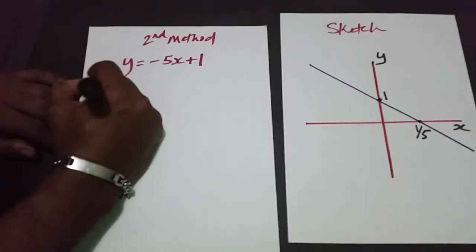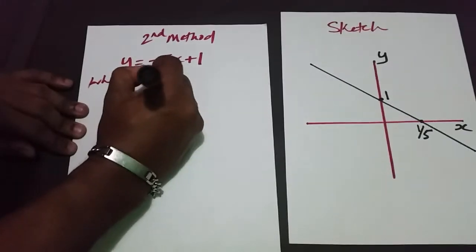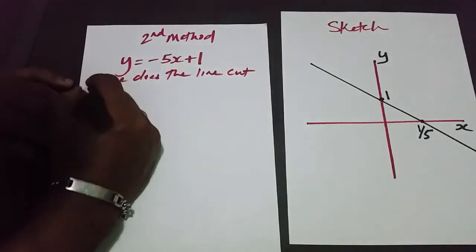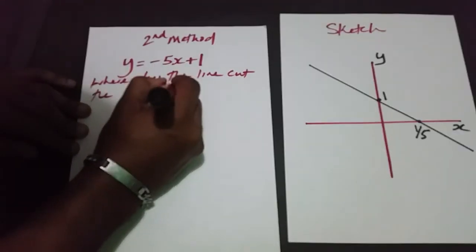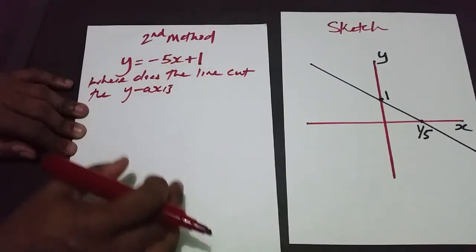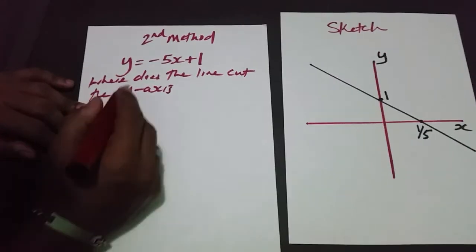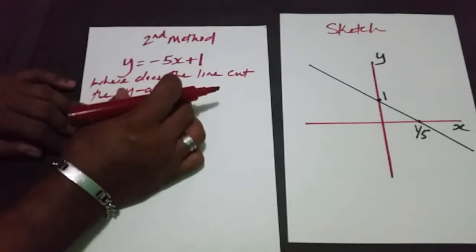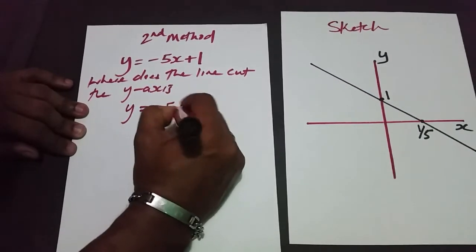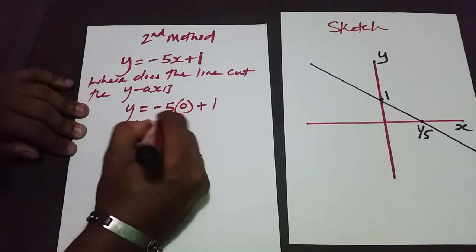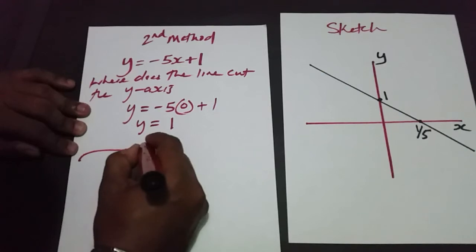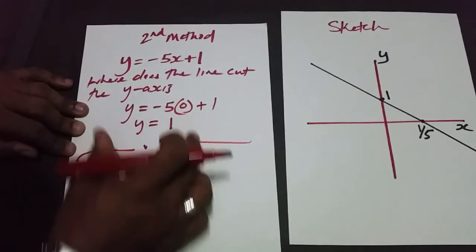Now, where does the line cut the y-axis? Now, already we know it cuts the y-axis because the equation is beautifully put in the form which resembles the general form. So that is a given already. But remember, when the line cuts the y-axis, the value of x is 0. So if we plug in 0 where x is, you're going to clearly see that y is equal to positive 1. And that is what we have here. And also, this is half of the problem.